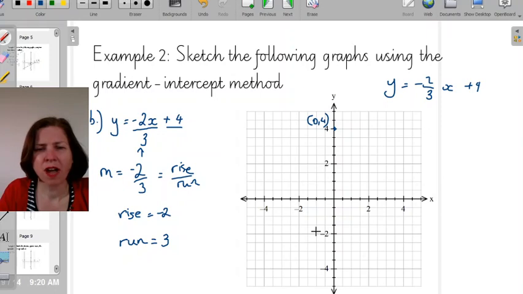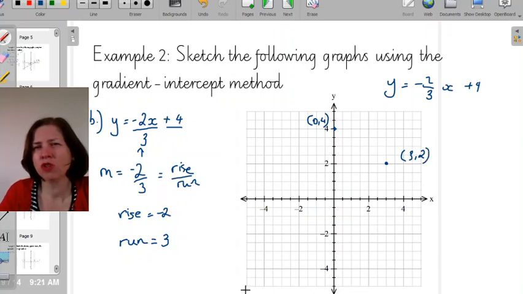So if I've got a rise of negative 2 from here, that means I have to go down 2. So 1, 2. And then I have to go across 3. So 1, 2, 3. And that brings me to this point here, which is 3, 2.